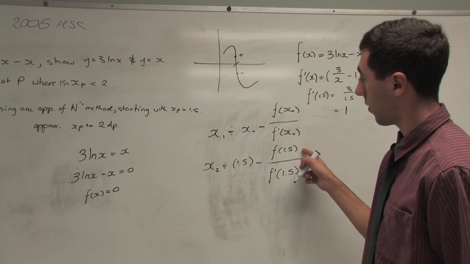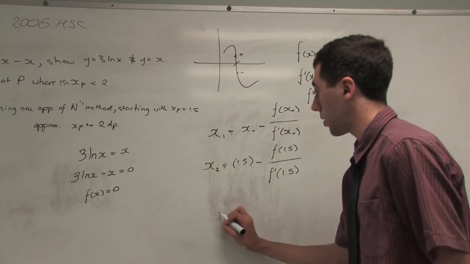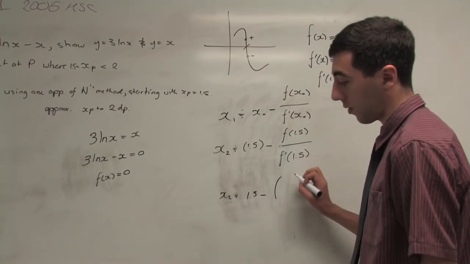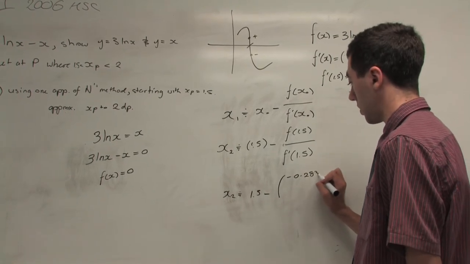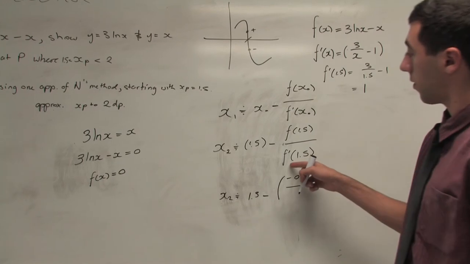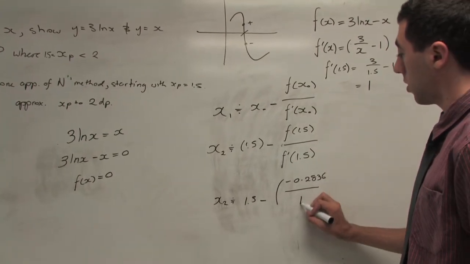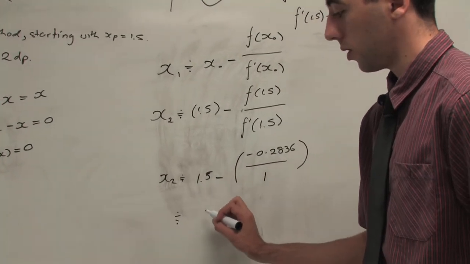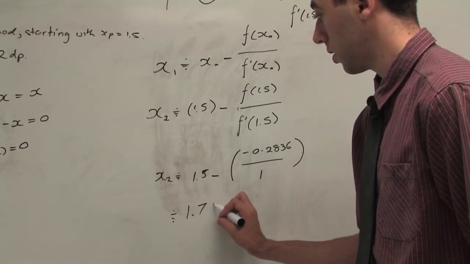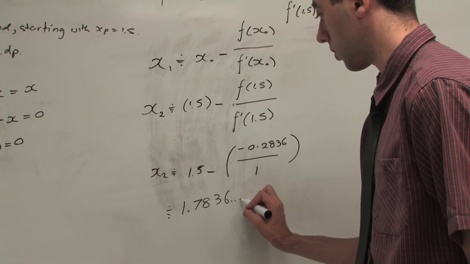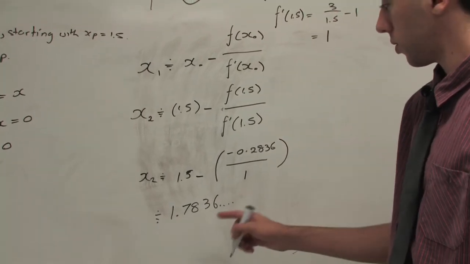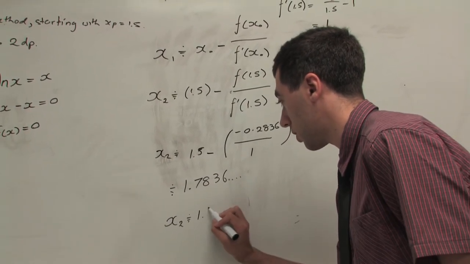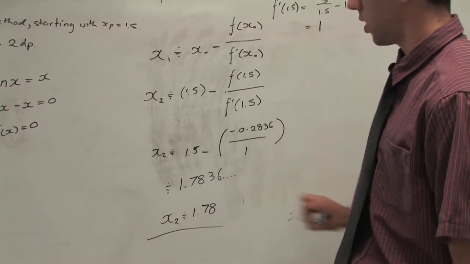We already knew what f(1.5) was from our previous part. So now we know that x_2 has to approximate to 1.5 minus, so our f(1.5) was negative 0.2836, and since we just learnt that f'(1.5) is 1, we do that. And with our calculators, we will learn that this reduces down to 1.736, and that goes on for a while. And now to 2 decimal places, so we round up. So now we know that our second approximation is approximately 1.78, and that's the problem.